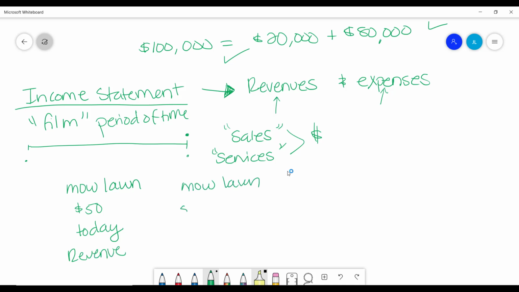If you mow the lawn and they promise $50 next week and you've made an agreement with them that they can pay you next week, does that still count as revenue? Of course, it does. Cash doesn't have to be received at that moment in time for it to qualify as revenue. It qualifies as revenue as long as there's an exchange that took place. Here, you rendered a service in exchange for what? Cash today. But in this example, you rendered a service in exchange for a promise of payment later on. So there's still an exchange that took place, so that would still qualify as revenue.